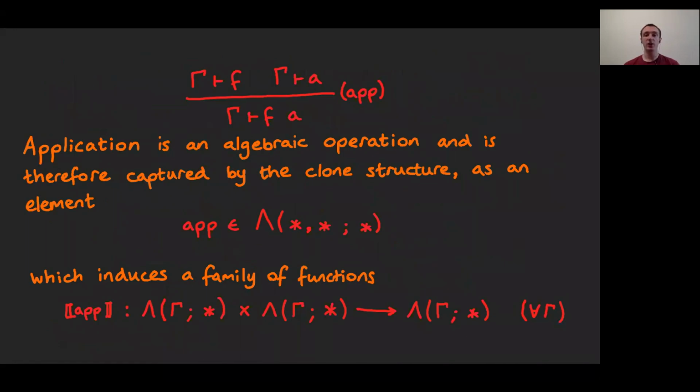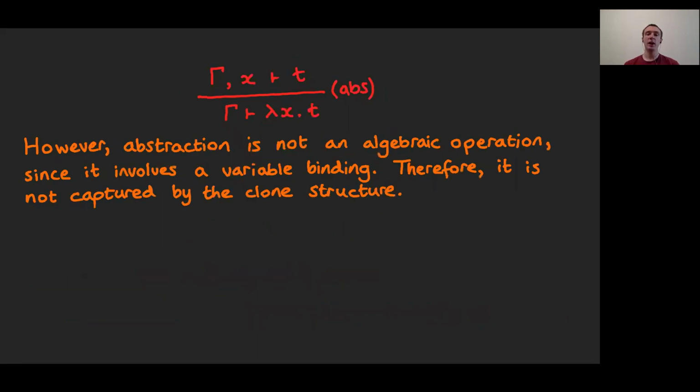Now, because the function application operation is algebraic, because all of the contexts are the same, it means that it's captured intrinsically by the clone structure, in that we have an element app of the set of terms in two variables, and this in turn induces our operation at the top, i.e. taking two terms in the same context and returning a new term.